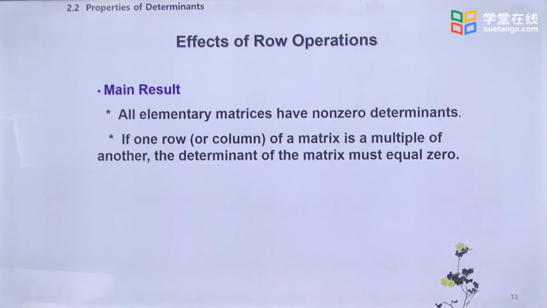Now, we also have these main results. The first one: all elementary matrices have non-zero determinants. Type 1 is minus 1, type 2 is alpha, which does not equal 0, and type 3 is 1. So all elementary matrices have non-zero determinants. If one row or column of a matrix is a multiple of another, the determinant of the matrix must equal 0. So we also have this result.